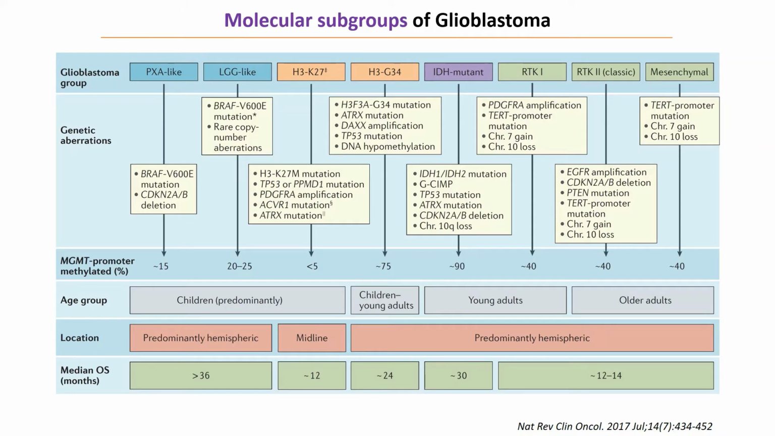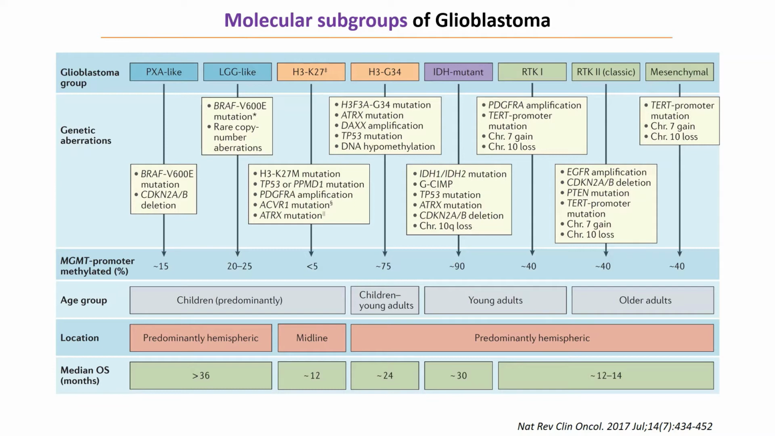For example, these subgroups appear in particular age groups. The location of the lesions within the brain also appears to be associated with these subtypes. And finally, the prognosis of the patients can also be quite different. We have median overall survivals for some groups that are around 12 months, while in others this can be beyond 36 months. So again, this really highlights how we may be able in the future, based on more refined molecular profiles, to actually better predict what will be the clinical outcome and also the clinical behavior of these tumors.